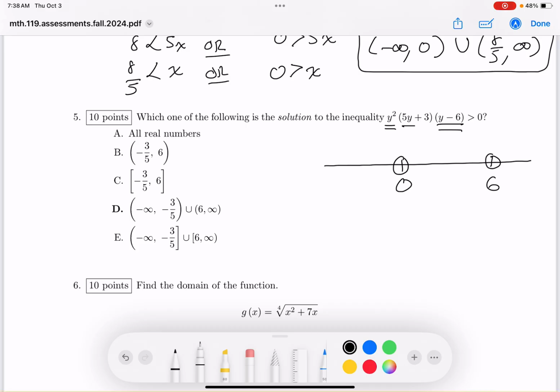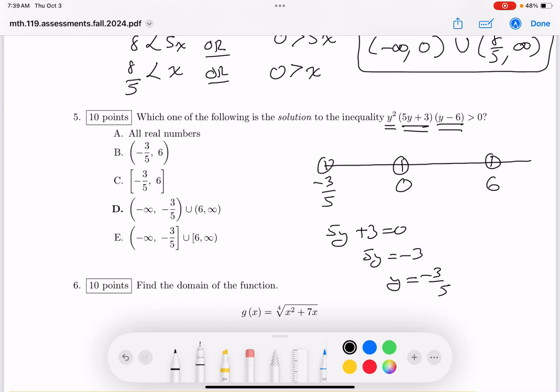And then over here, again, if you need to, you can solve it. It's 5y plus 3 equals 0. That means 5y equals -3. Now, if you don't need to do that, don't do that. Then you get y equals -3/5. That's a negative number. It's over here somewhere.